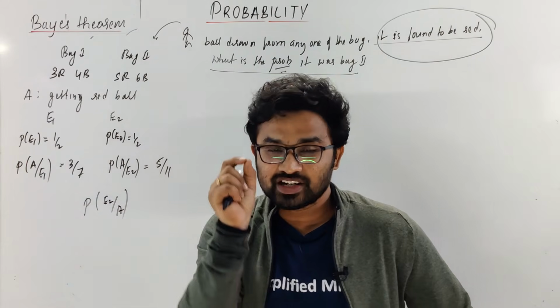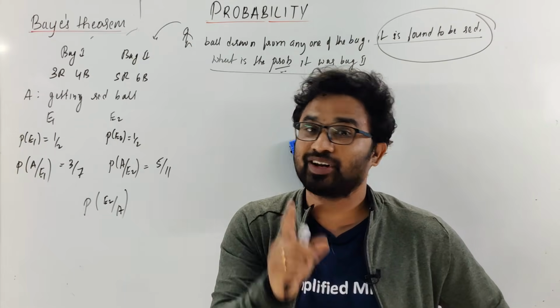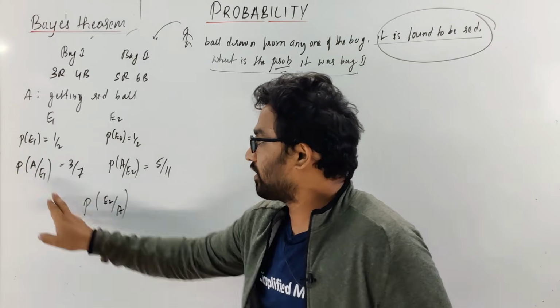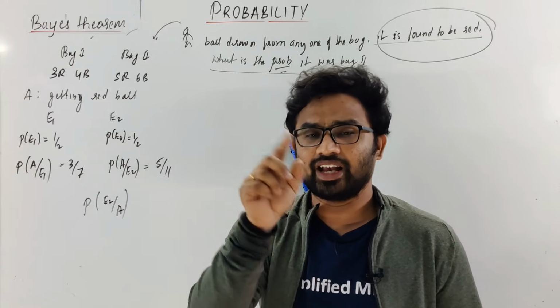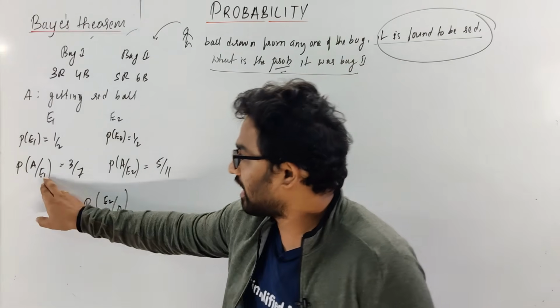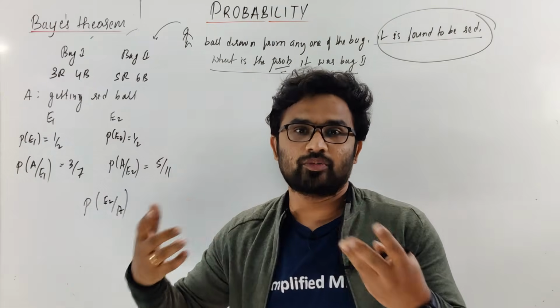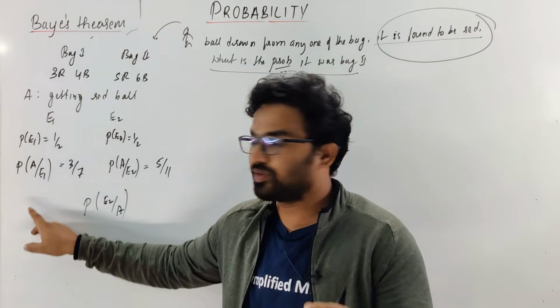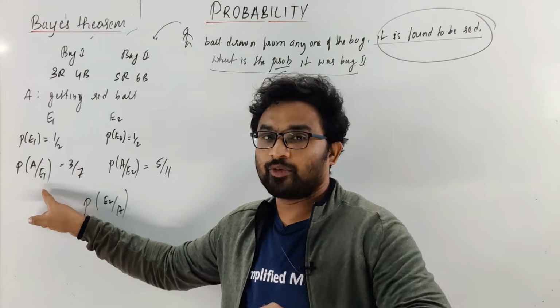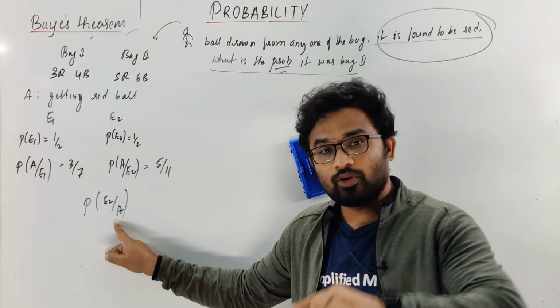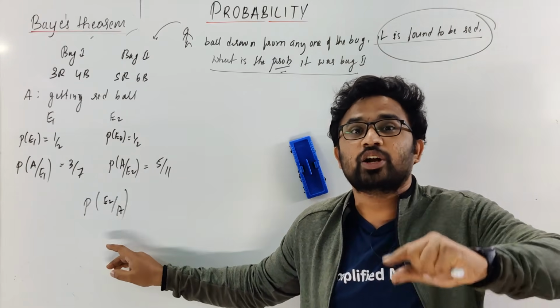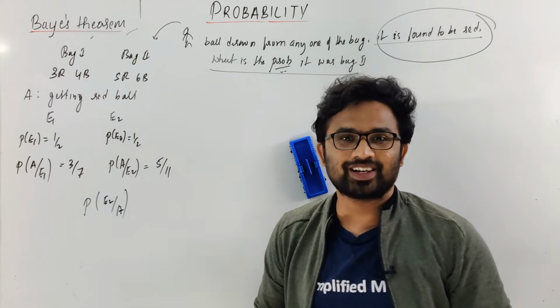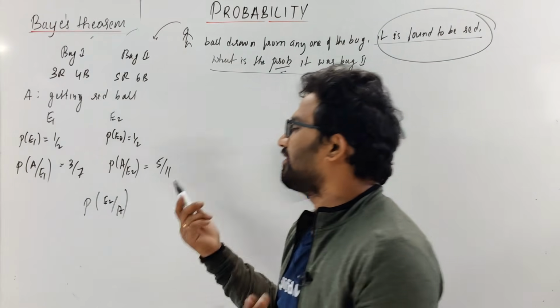I explained conditional probability clearly in the first lecture, and we did a lot of questions on this. When we say A by E, E is the occurred event, and we ask what's the probability of A. So here, what's the probability of getting a red from bag 1? Understand this now: it is found to be already red. What is the probability it was from bag 2? Did you understand the difference?